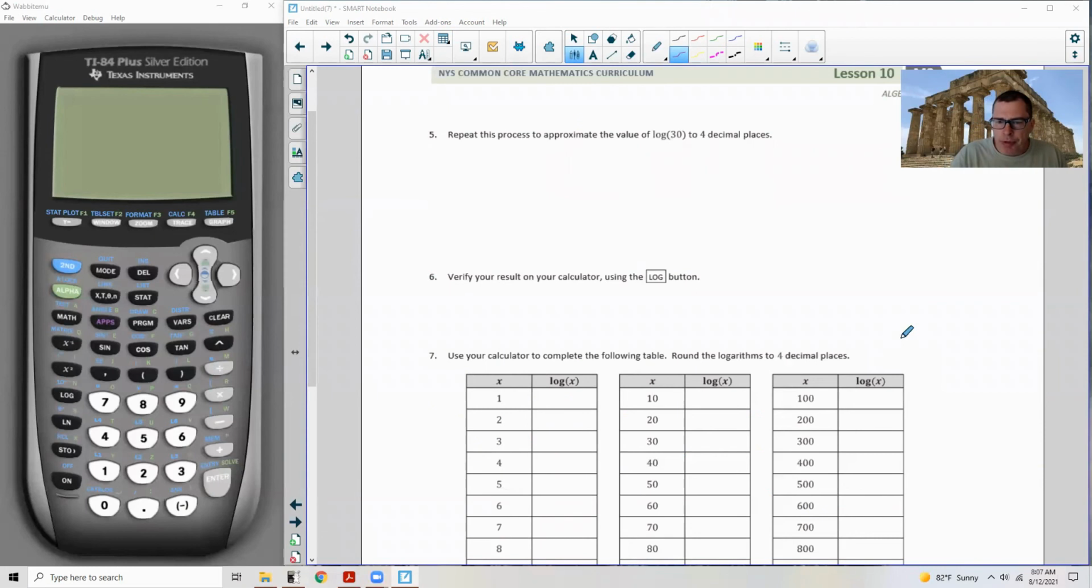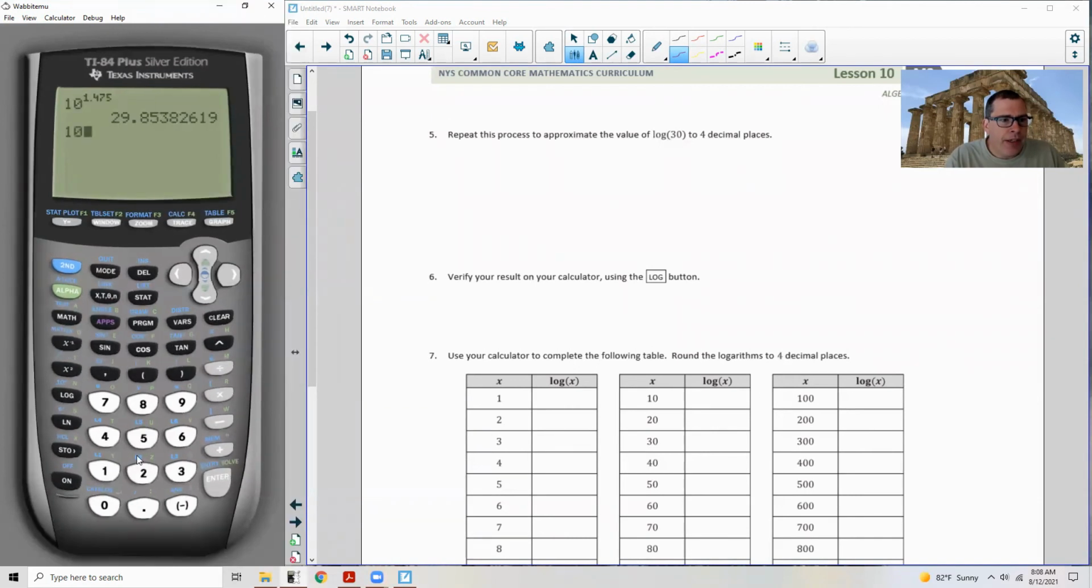Okay, so problem number 4 on page 3 got us to 2 decimal places. Now number 5 says to repeat this process to approximate the value of log of 30 to 4 decimal places. So what I'm going to do now is do 10 to the power of 1.47. That was our 2 decimal place approximation. 1.48 was over. So now I'm going to go halfway, which is 1.475, and hit enter. That is still below 30, so I know it's at least 1.475, so I'm going to keep going.